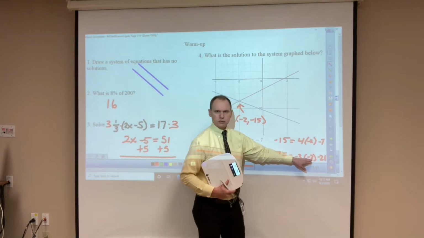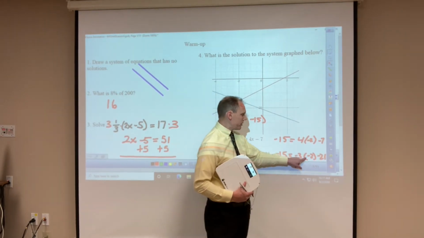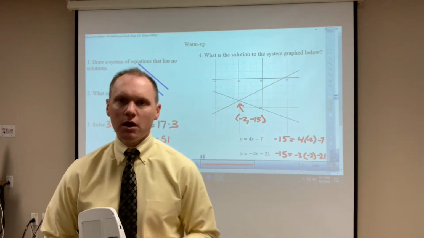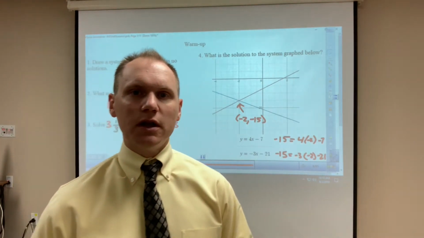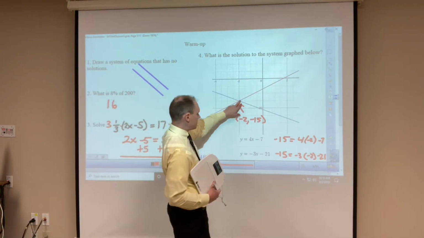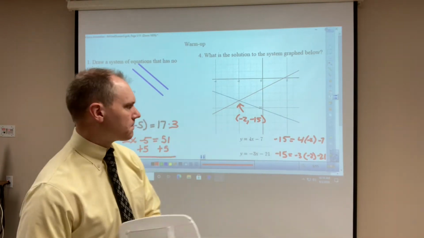-3 and -2 multiply to give us +6. Positive 6 minus 21 is negative 15, so both sides work out there. Because it satisfies both equations, it is a solution to our system. We can see it graphically here, and we've also substituted those values in to double check that.